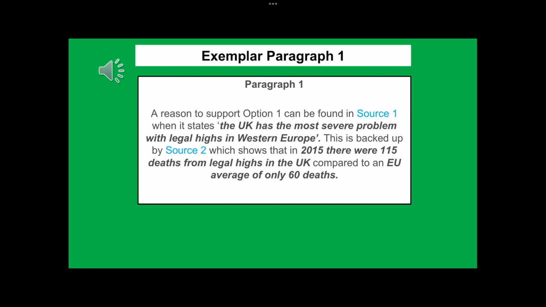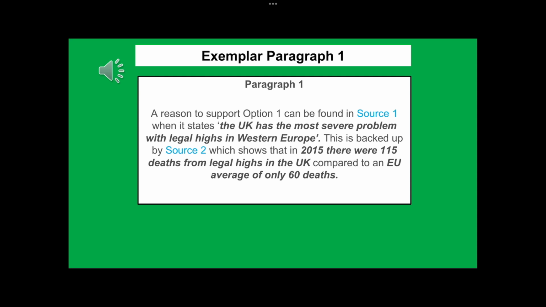So here's an exemplar paragraph from the question that we previously looked at. If you remember, the two options were to either ban legal highs or not to ban legal highs. Option 1 was to ban legal highs. So the paragraph should look like this.